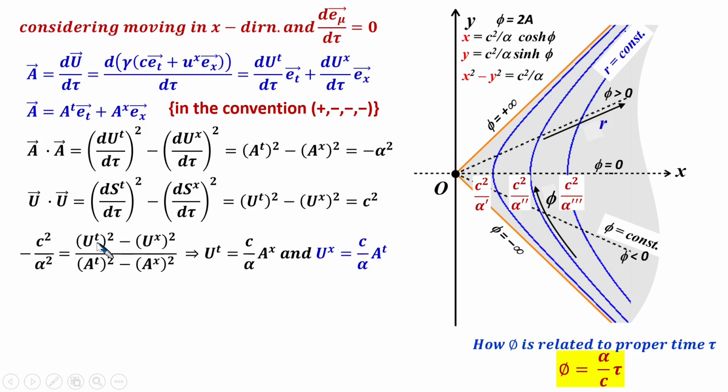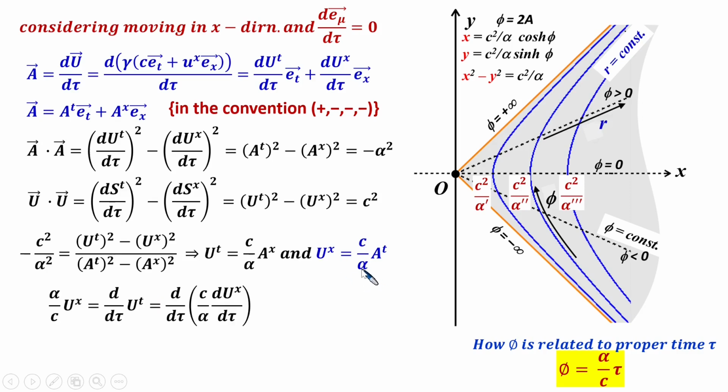This c squared is here; this is what I have substituted, and alpha squared I have written here. Here you can easily see this is negative, so I have to flip it. So I will substitute u^t by c by alpha times a^x, because I want the negative sign, and similarly u^x is equal to c by alpha times the time component of a here. So c by alpha squared will be common, and then a^t squared minus a^x squared will cancel with this. So I will have negative c squared by alpha squared. This is the solution which satisfies this equation.